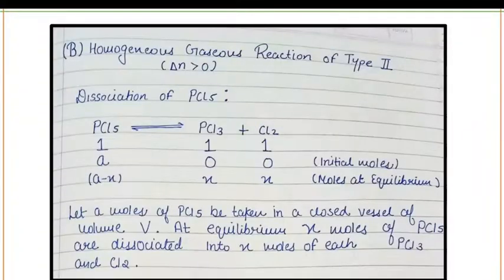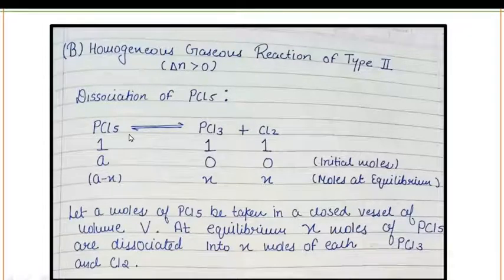Okay. Next we have the second case, that is, homogeneous reaction of type 2. Type 2 is when the delta N value is positive, which means the number of moles of products should be more than the number of moles of reactants. For example, the dissociation of PCl5. PCl5 dissociates into PCl3 plus Cl2. As you can see here, we have product moles as 2 and reactant moles as 1.